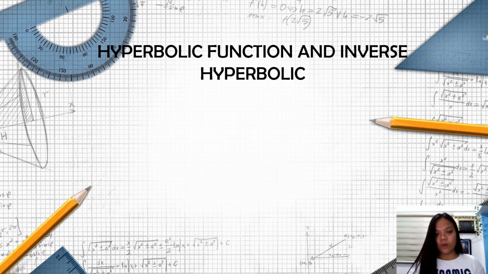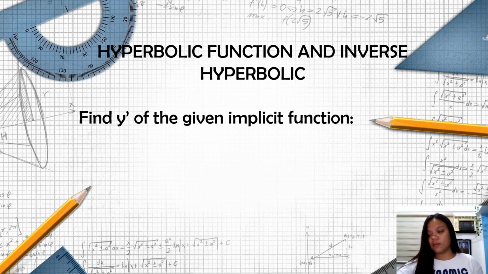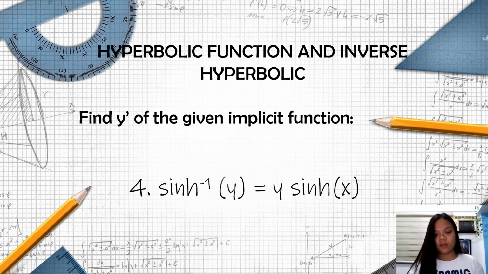So the next topic will be the hyperbolic function and inverse hyperbolic. To find the first derivative of the implicit function y with respect to x, we can use the implicit differentiation method. Find the derivative of the given implicit function. Let's see. So, sine raised to the power of -1 times y is equals to y sine times y sine x.